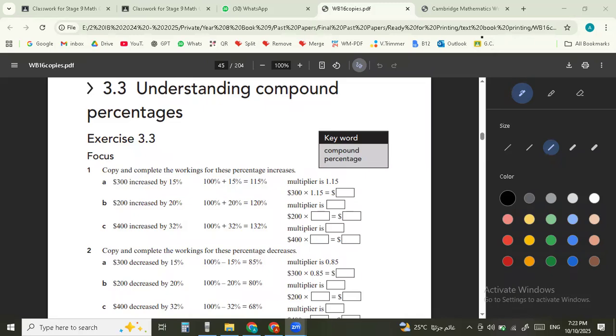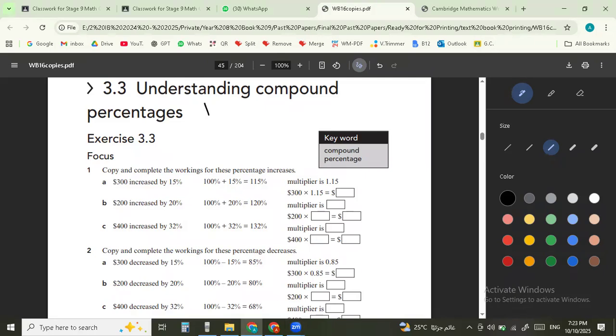In today's video, we're going to have a look at the workbook lesson 3.3, which is all about understanding compound percentages. The first thing that we took during the session is understanding how to find the multiplier.